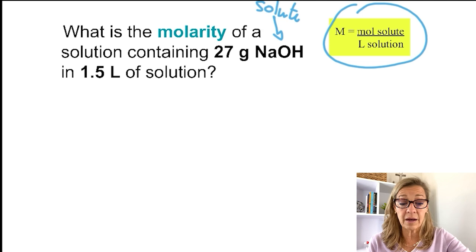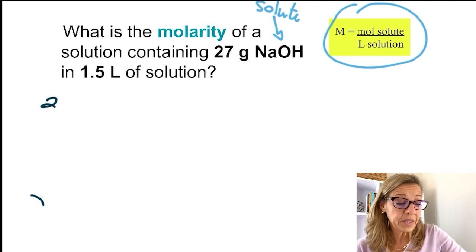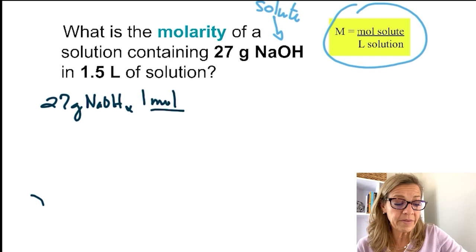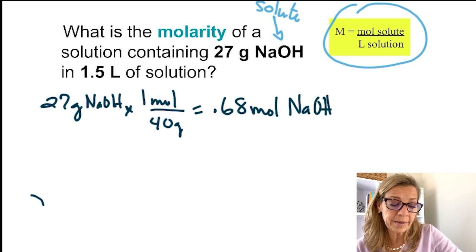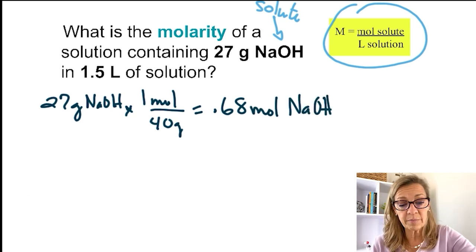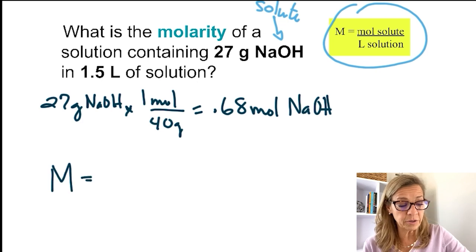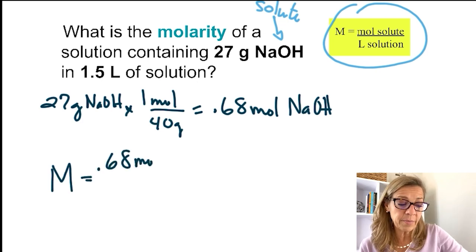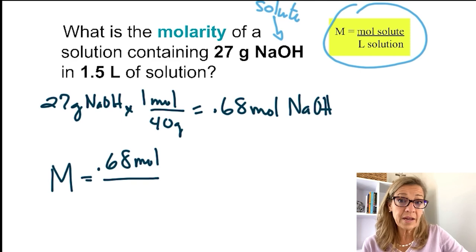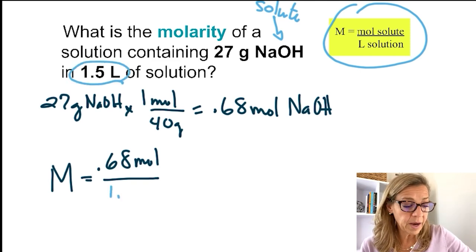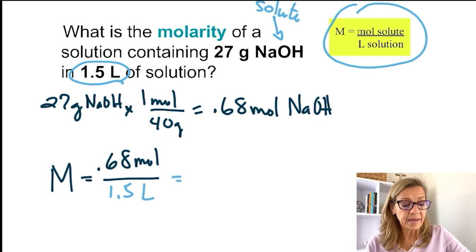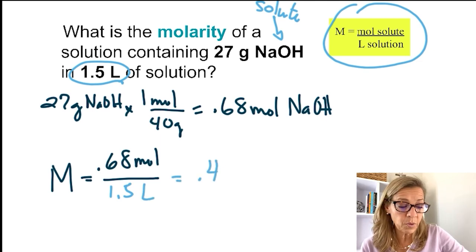So I need to get the moles of solute first. And so 27 grams of sodium hydroxide, 1 mole of that is 40 grams. And so we've got 0.68 moles of sodium hydroxide. Okay, then we've got our molarity. We need our liters of solution, which we have. So 0.68 moles divided by, well, there's our volume of solution. So we'll divide by 1.5 liters. And our answer is going to be 0.45.